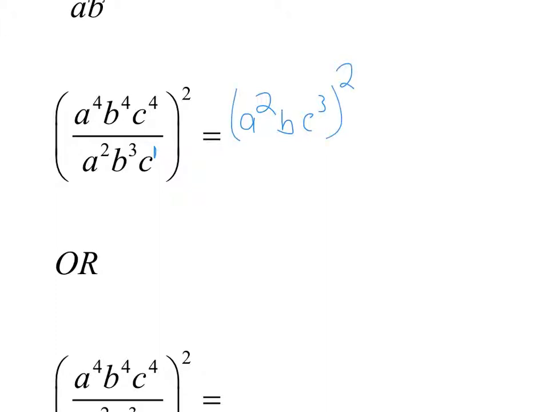And then power to a power, what do we do? We multiply. 2 times 2, 4. B to the 1 times 2 is 2. C to the 3 times 2 is 6.